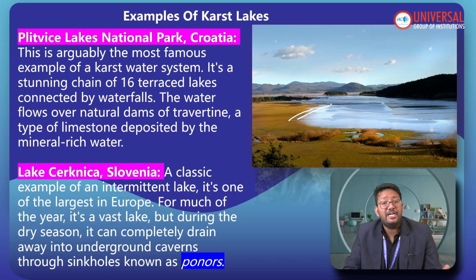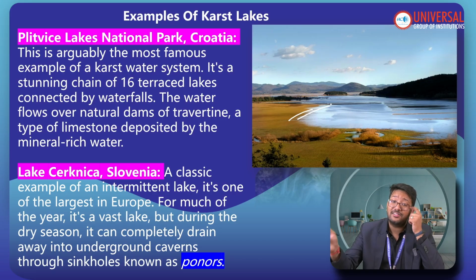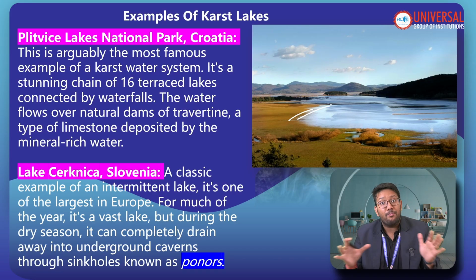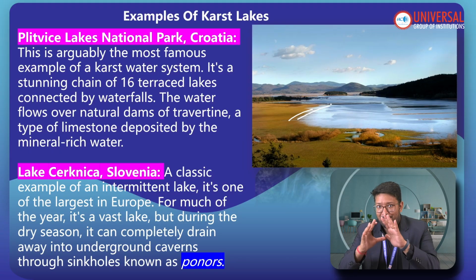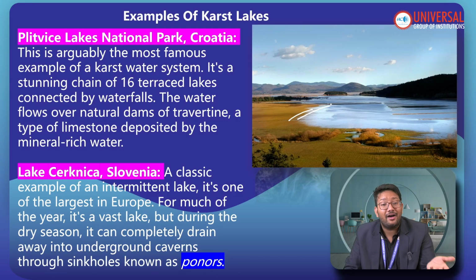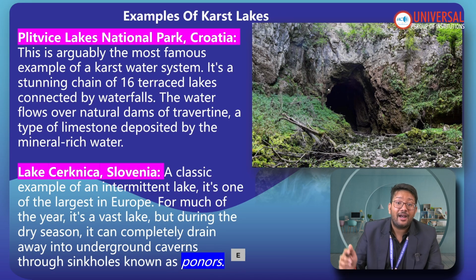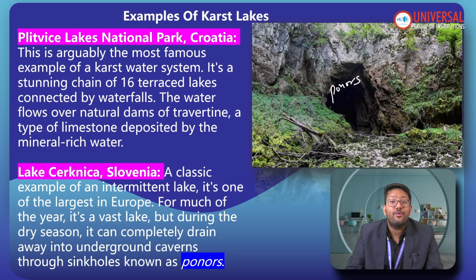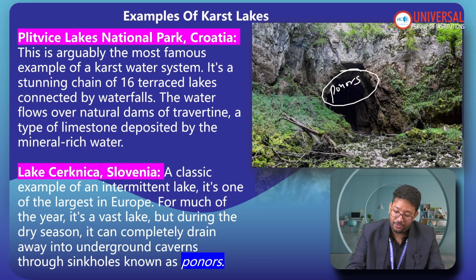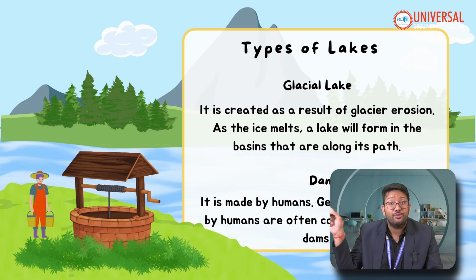So for most of the year, it is a big lake, but during the dry season, it will completely drain away into underground caverns. Sinkholes will be created, like ponors. These are examples of ponors. So during the dry season, we will be able to see ponors in Lake Srpnica. Okay, these are examples of karst lakes.